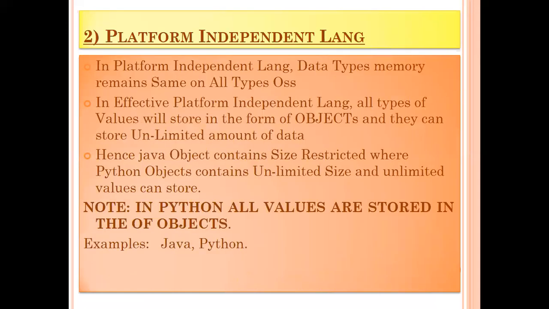Now, let's go ahead with the second feature, that is platform-independent language. What do we understand by platform-independent language? It means that in a platform-independent language, data types memory remains the same for all types of OS. So in an effective platform-independent language, all types of values will be stored in the form of objects, and they can store an unlimited amount of data.